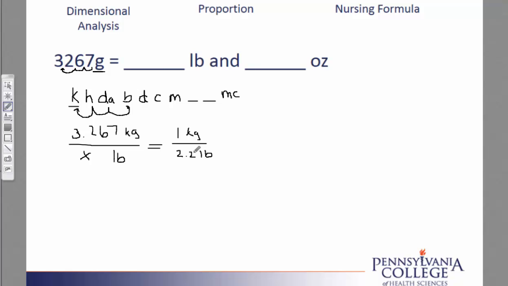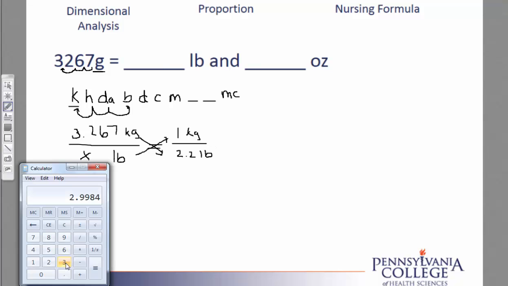In order to solve the proportion, I multiply on the diagonals. This is referred to as the cross product because it makes an X in the center. On my first diagonal, I get 1 times X, which is simply X. On the second diagonal, I'll multiply the 3.267 times 2.2. So going to my calculator, 3.267 times 2.2.